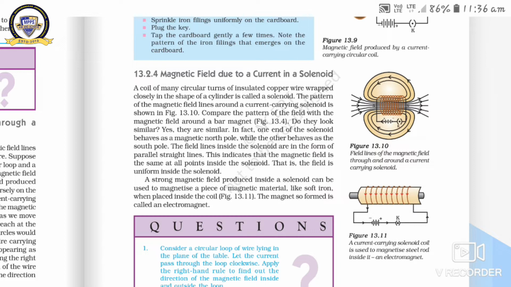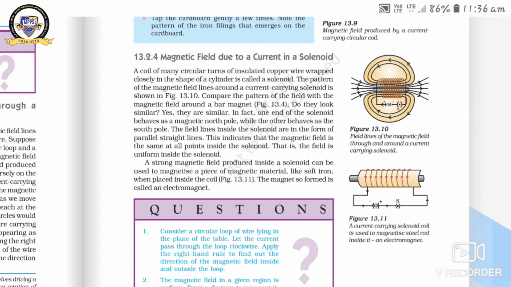The pattern of the magnetic field lines around a current carrying solenoid is shown in figure 13.10. Here figure 13.10 shows the current carrying solenoid.